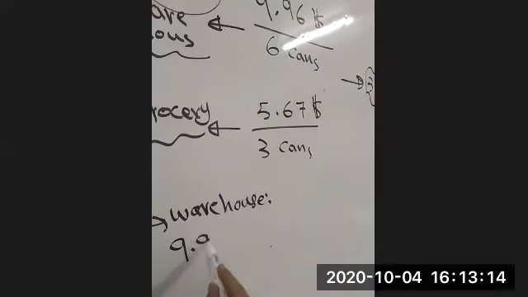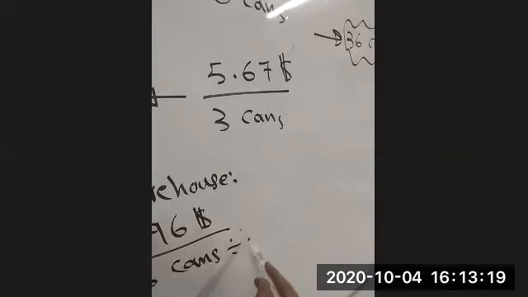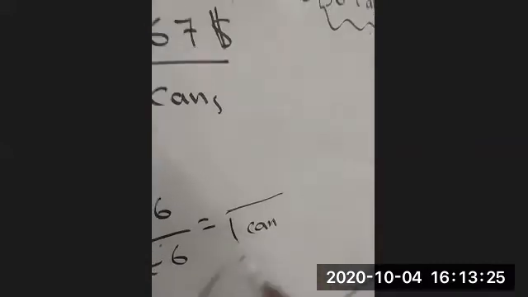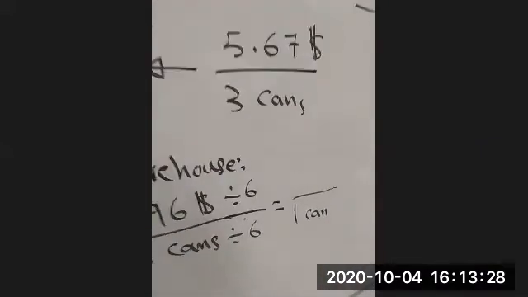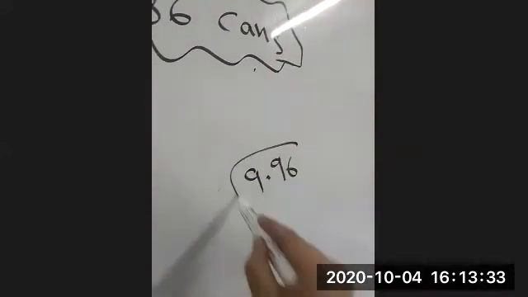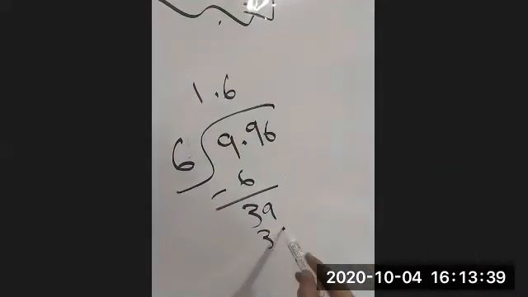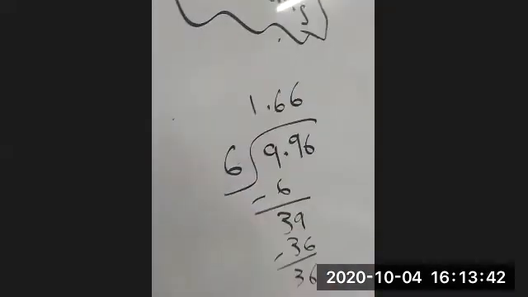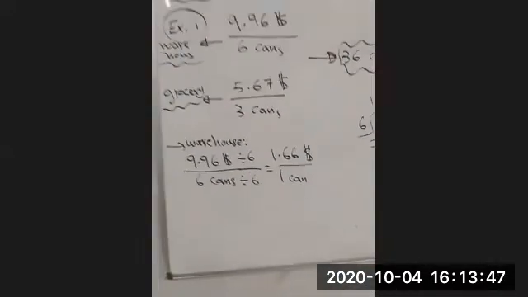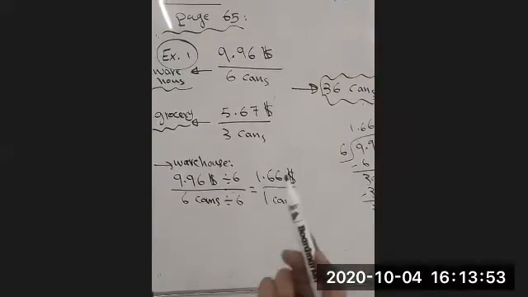So $9.96 over 6 cans, divided by 6 and divided by 6. This is equal to 1 can, down, and up, let's divide. 9.96 divided by 6. 1, 6, subtract 3, decimal 9, 6, 3, 6, subtract 3, 6, 6. Right? So it is 1.66 dollars. Fine.